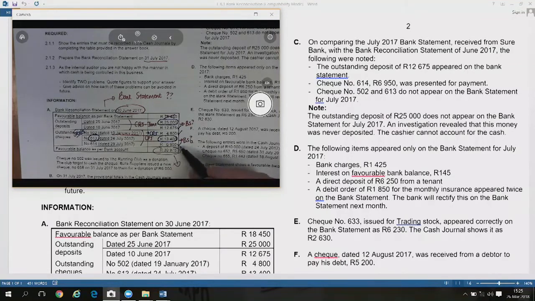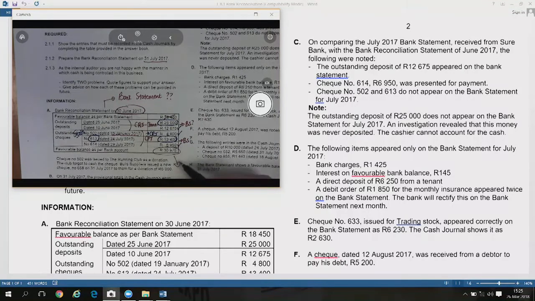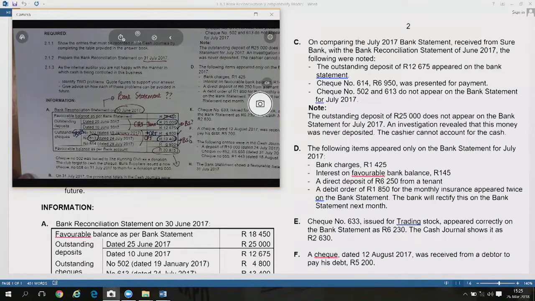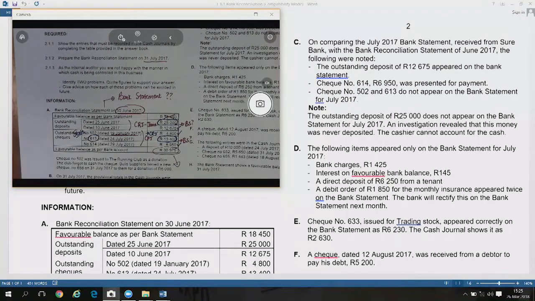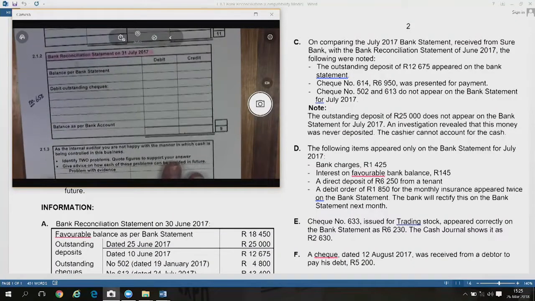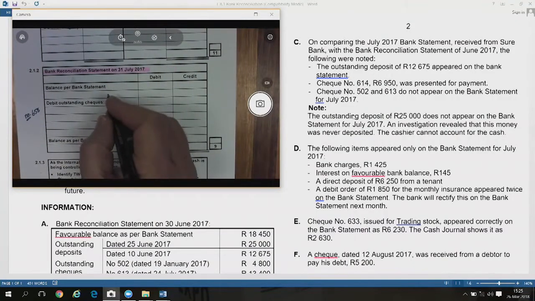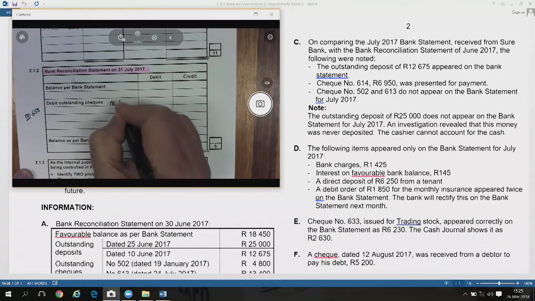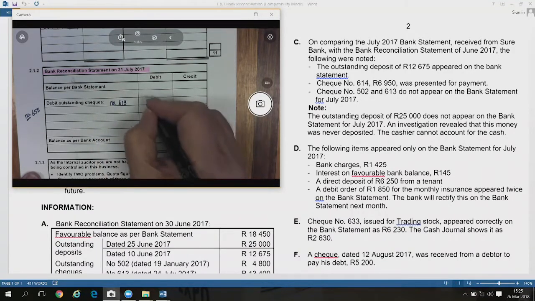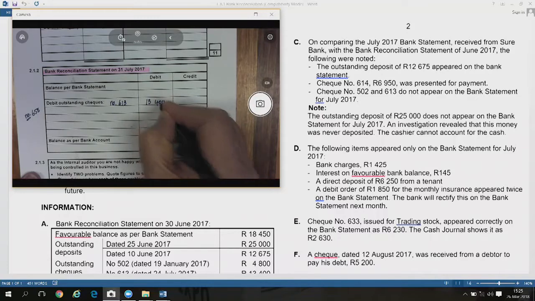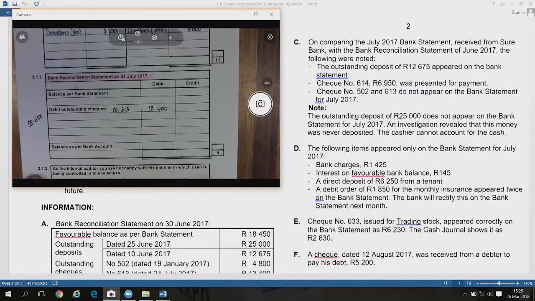This one is on the bank statement, we tick it, and that one we open our bank account. So with the 25,000, I'm not going to do anything now. I'm going to see what happens, but the 613 is your first check on your bank reconciliation statement. This is your first outstanding check, number 613, and the amount was 13,400 Rand. 13,400 Rand, debit outstanding checks.